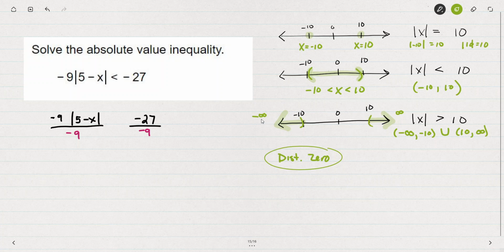And whenever we have an infinity or negative infinity, it's always a parenthesis because you never include that. You can't ever get to infinity.